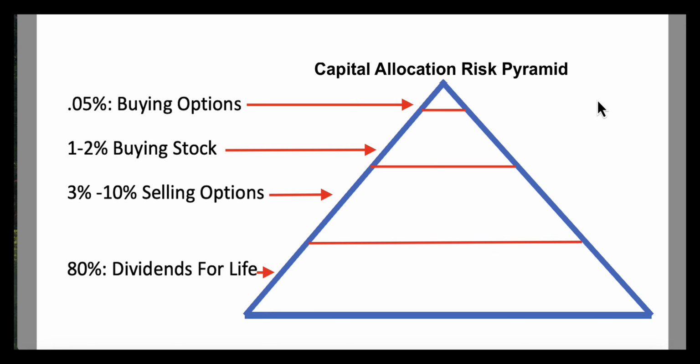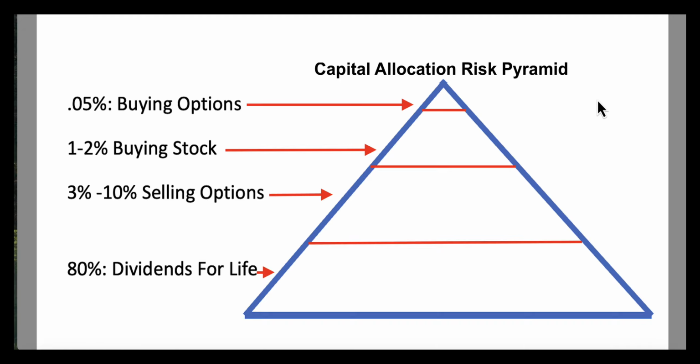Now, I've been saying it for 20 years, buying options is the riskiest strategy out there. 90% of the time, option buyers lose 100% of their money. And so if you were ever going to buy options, in the rare case that I would do that, I'd only allocate half of 1% of my trading account on any one trade.